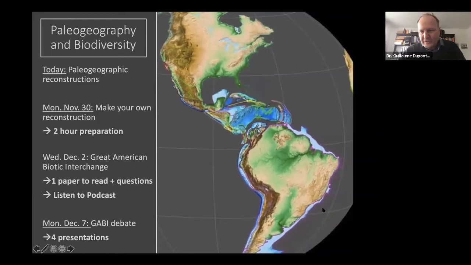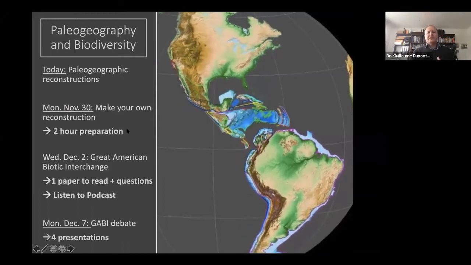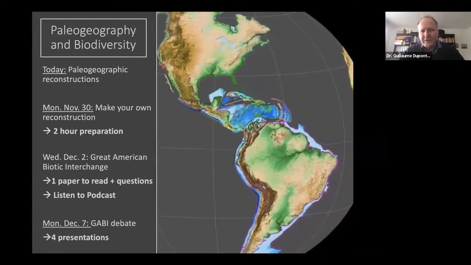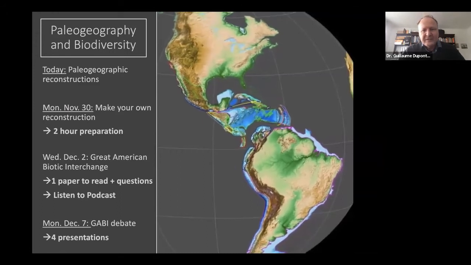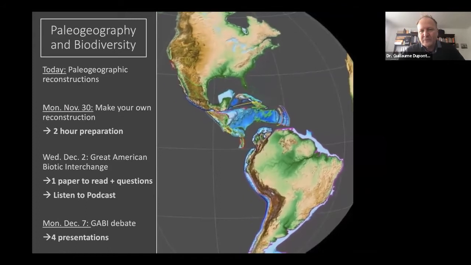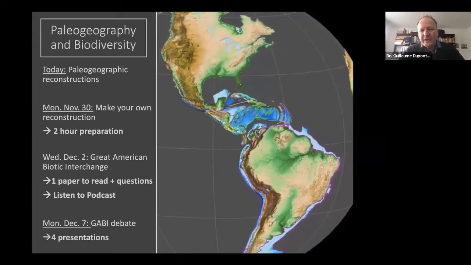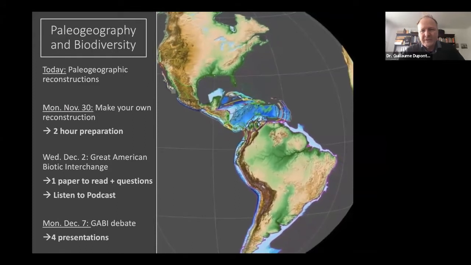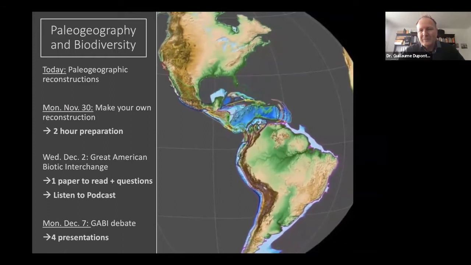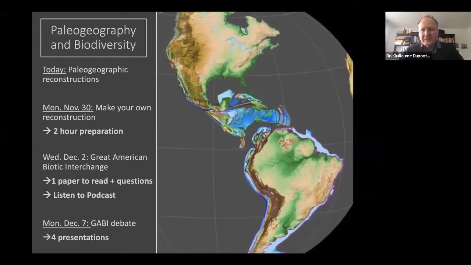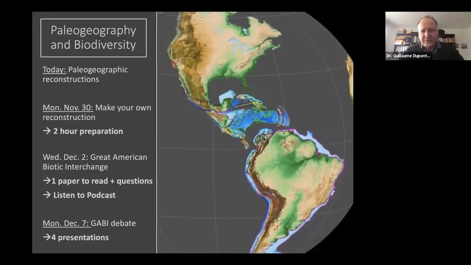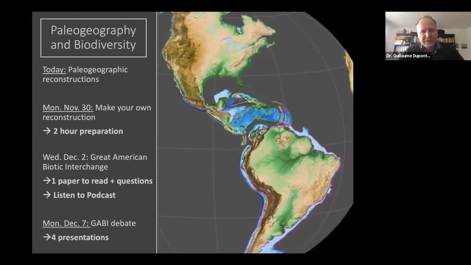So I will just start by showing this nice paleogeographic reconstruction of the American continents. And so this is the goal of this class, to try to get you to understand how to make this kind of thing, because these are very important components for doing the paleobiogeography studies that we want to do. So today I will do this lecture so you understand what goes into that.